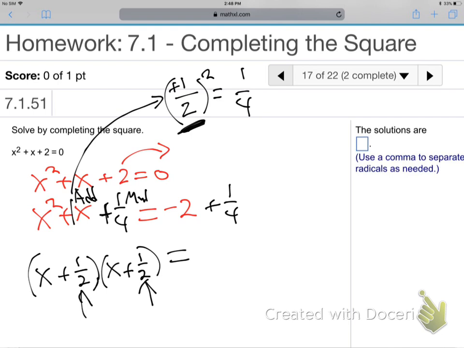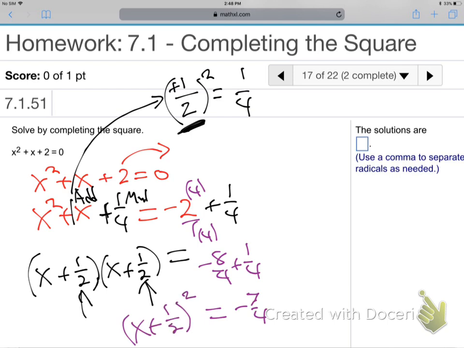Now, what about the other side? What do you do with -2 plus a 4th? Put it over 1. Yeah. Multiply top and bottom by 4 to get a common denominator. You get -8/4 plus 1/4, which is -7/4. So, we good so far? Everybody good so far on that? So on the right side, you got to get a common denominator. So I multiply top and bottom by 4, -8/4. That's just a fancy -2. That's -7/4. Good. So far, so good.